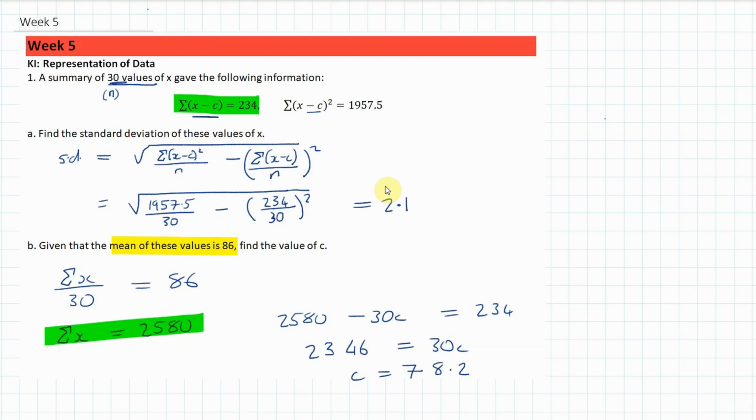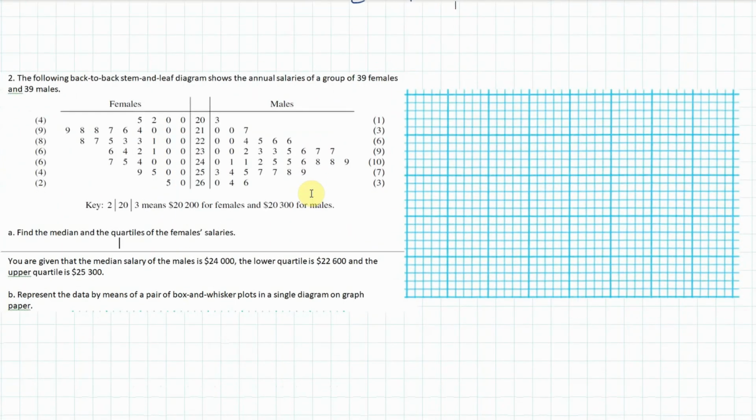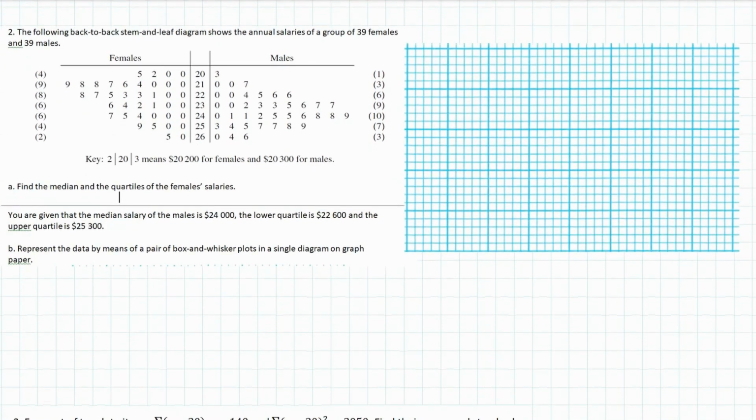Okay. Now let's move on to the second question here. We have a stem and leaf diagram of males' and females' salary groups. Okay, and we've got to find the median and the quartiles of the females' salaries.